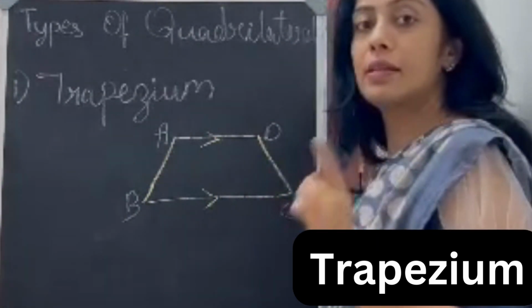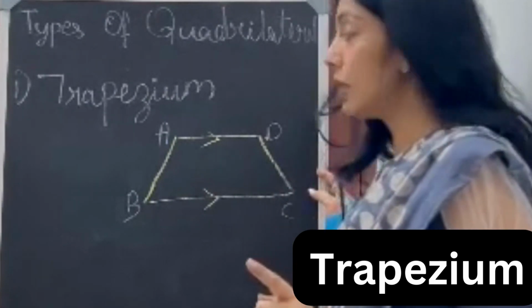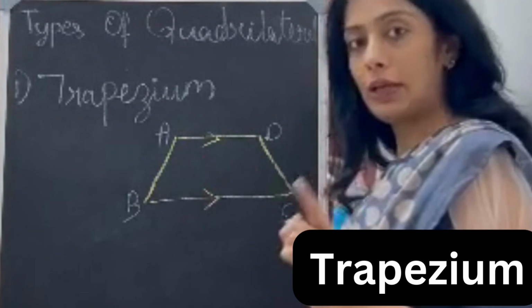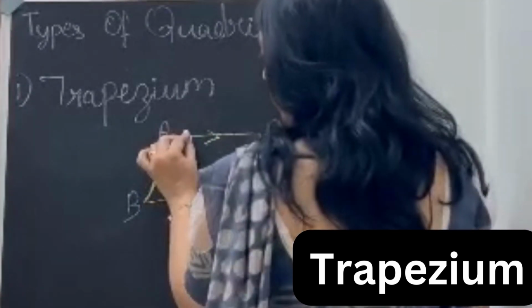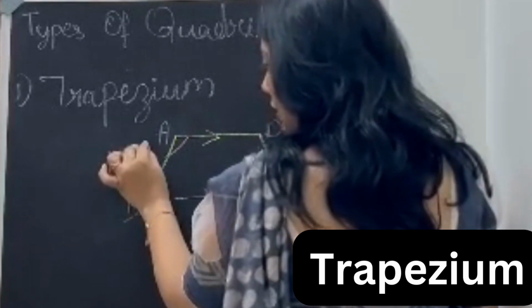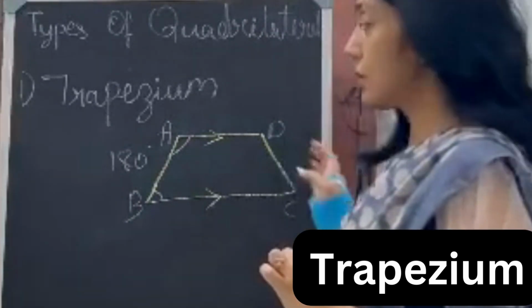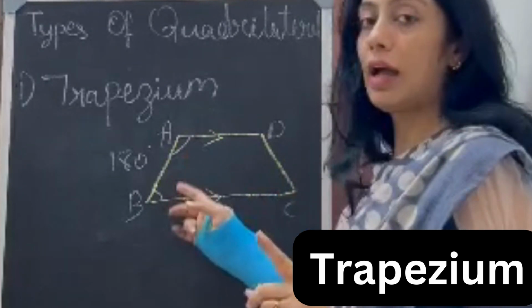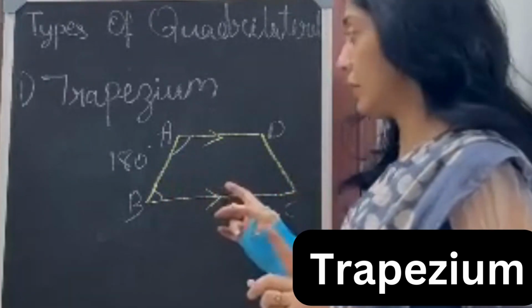adjacent angles equal to 180 degrees. The sum of adjacent angles is 180 degrees. So if I add A and B, the total should be 180 degrees. This is the condition of a trapezium: only one pair is parallel and the adjacent angles total is 180 degrees.